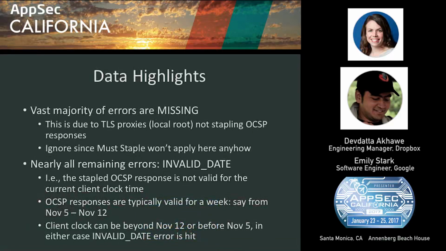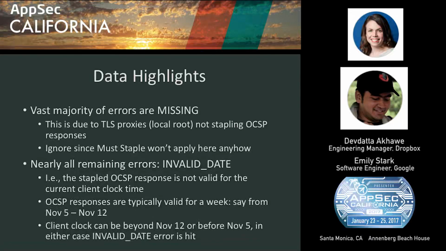So when we started doing this analysis, the vast majority of errors that we saw were "missing". We believe this is because of TLS proxies, antiviruses, or other TLS proxies that people have installed, where they have a local root, and so they terminate the Dropbox SSL connection at the proxy, and then have a TLS connection with the user's browser.